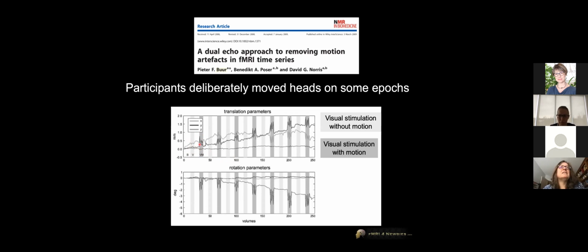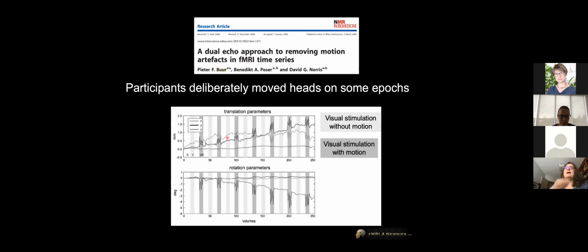But in this one, as soon as the flickering checkerboard started, I forget what the subject did. They tried to tilt their head forward or something like that and hold it there or move it around, and then go back to normal once the flickering checkerboard turned off. And then we've got one without motion, one with motion, without motion, with motion, and so on. And you can see, this is the motion correction plots, and you can see that indeed there's some drift throughout the run, but the participants were indeed moving when they were supposed to be moving. Is that clear? Are there any questions?